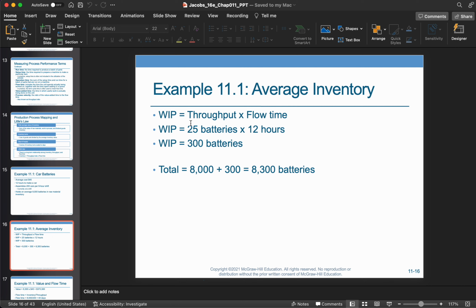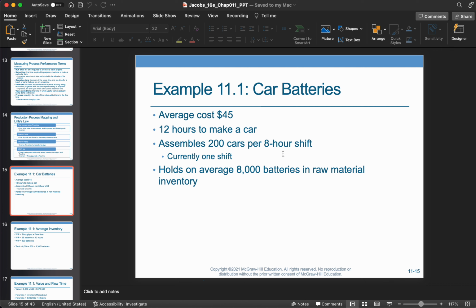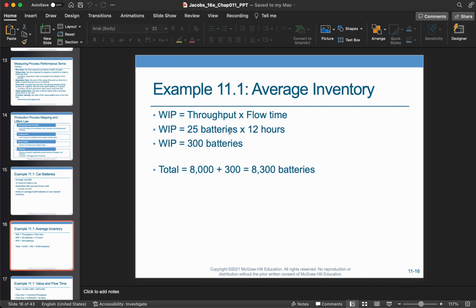And then the other is throughput. Throughput is how many batteries you can make in an hour, given that we are looking at times as hours. If you look at the data, you can make 200 cars in an 8-hour shift. So in 1 hour, you'll be able to make 200 divided by 8, which is 25 cars, which means you will use up 25 batteries in 1 hour.